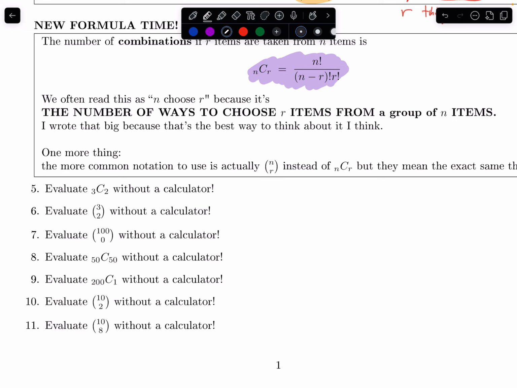Okay, sweet. Number 9 now. 200 choose 1. How many ways can I choose one thing from a group of 200? Well, I've got 200 choices to make. So the answer should be 200 in theory, right? Let's check it, compare it to our formula. N is 200. That's 200 factorial up top. And again, 200. And r is 1, so 200 minus 1 factorial. And then an extra r factorial. In this case, that is 1 factorial.